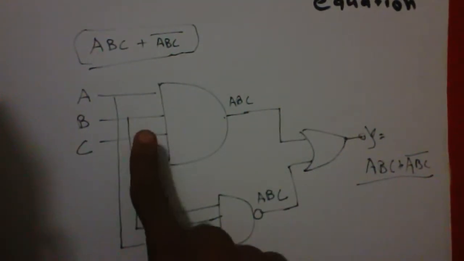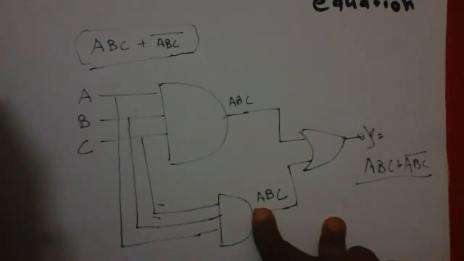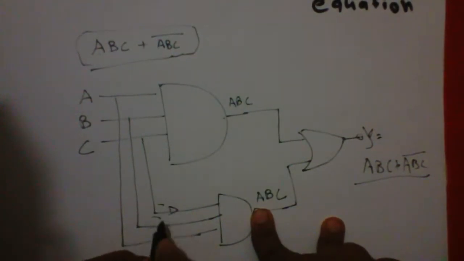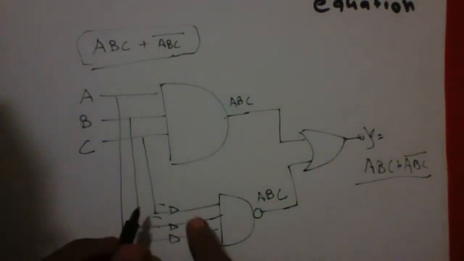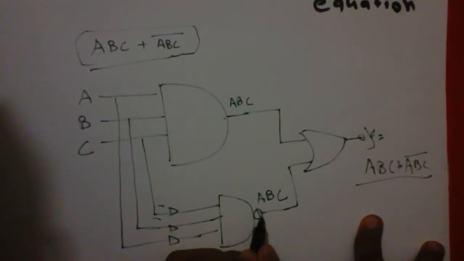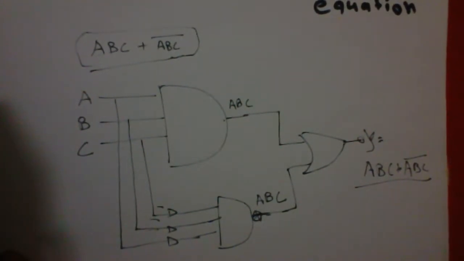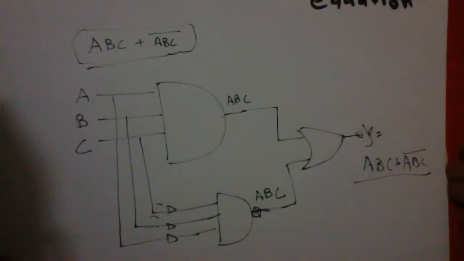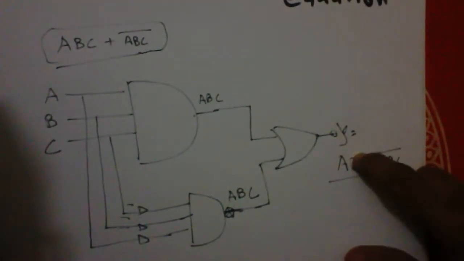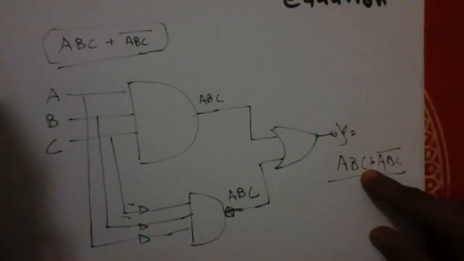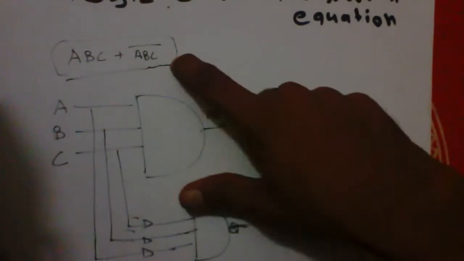You can apply the NOT gate here, or you can apply NOT gates individually, and you do not need to apply here. The output will be the same. You can design in your own way. There are no specific rules, but at the output side, the output should be the given boolean equation.